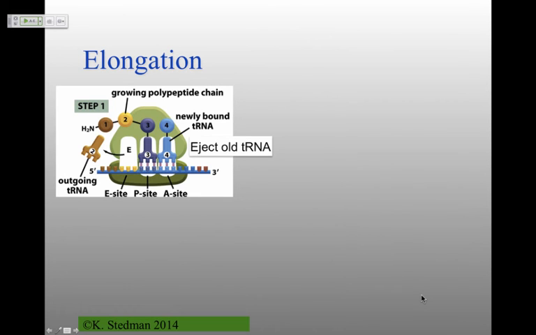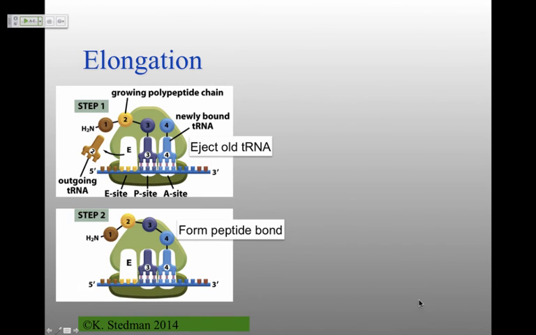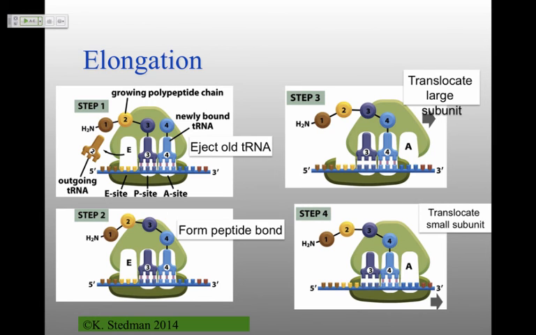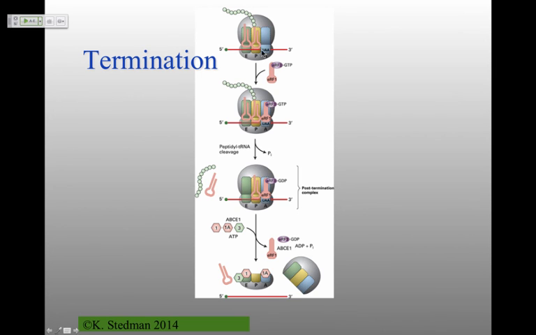Translational elongation, okay, hopefully I've gone over this enough now. It's all about bond formation that happens here between the peptides that are bound to the tRNA in the P site and in the A site. Translocation, it turns out, is first the large subunit that moves and then the small subunit that moves. And then once you've had this movement, you basically are back over to this position, and it goes along again and again and again.